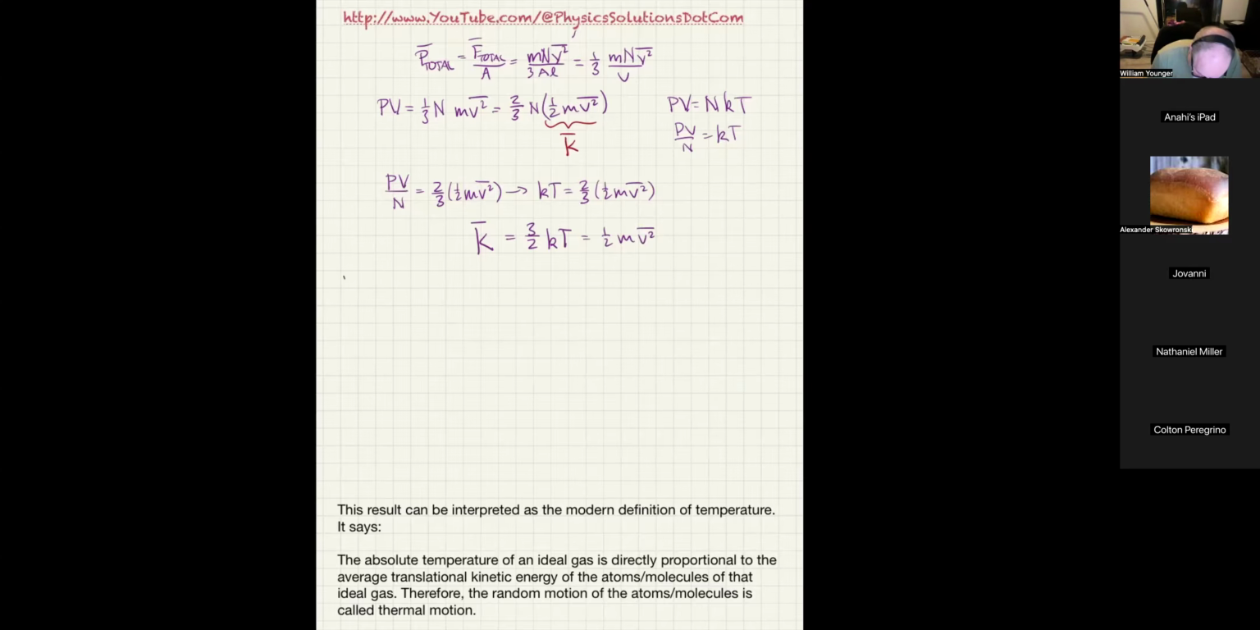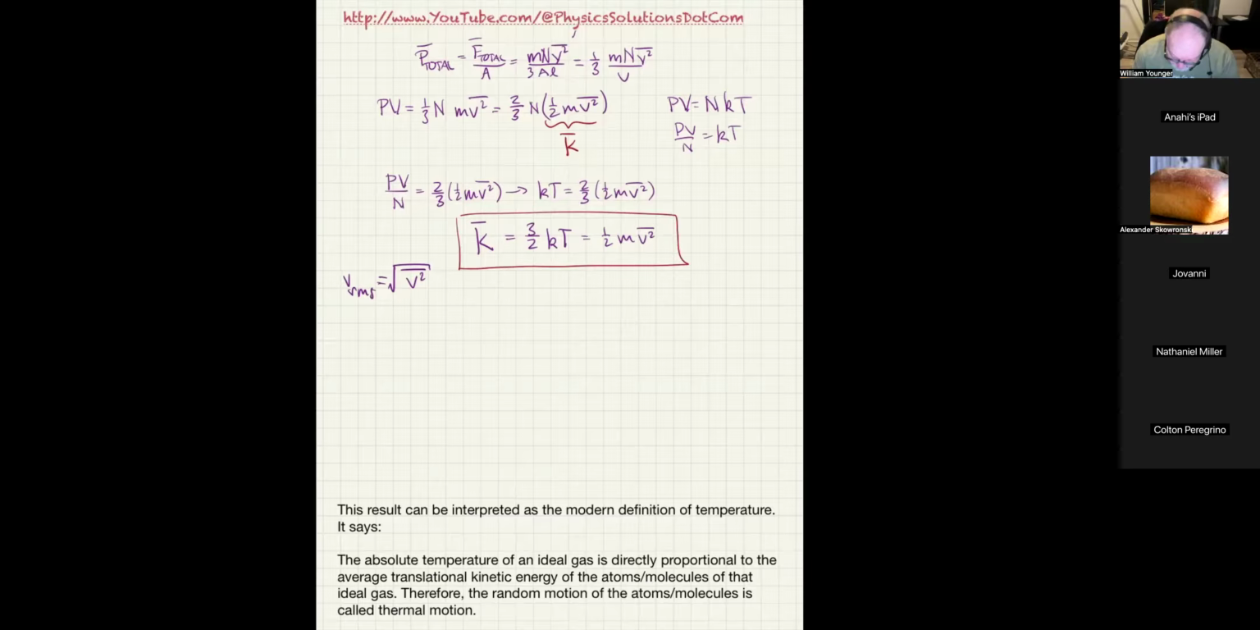So I'll just write that off to the side. That's going to come in handy. VRMS is equal to the square root of the average of the square. Okay. So this is our big expression, and one way of thinking about this is what I've written down here. This result can be interpreted as the modern definition of temperature.